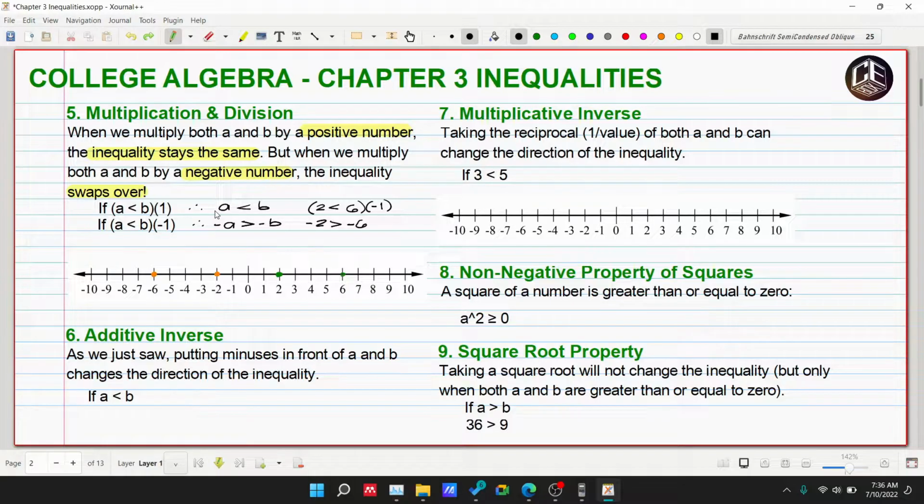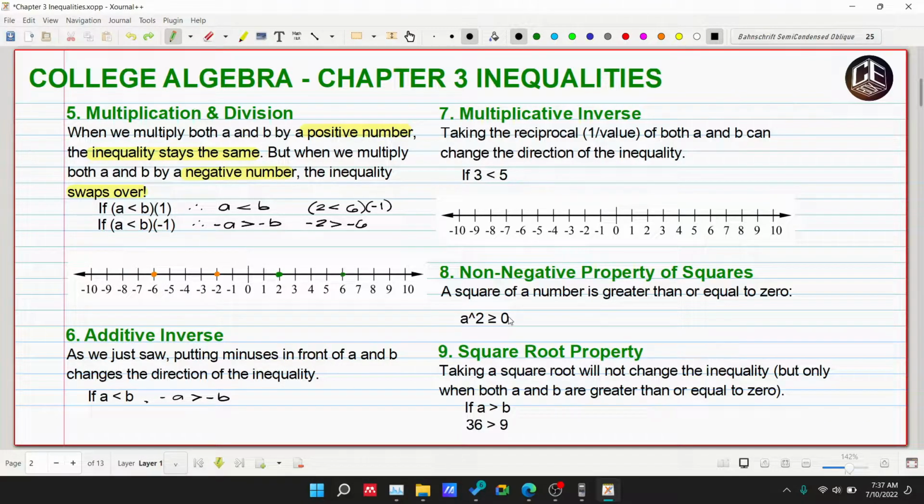Number 6, additive inverse. As we just saw, putting minuses in front of A and B changes the direction of the inequality. So, actually, parehas lang to sa multiplication property ng ating inequalities. Pag naglagay tayo ng minus in front of A, so parang naging negative na rin, di ba? So, ito magiging minus A and minus B. So, ito bago. Mag-swaps yung ating inequality or magbabago yung direction. Kaya nitong ginawa natin sa multiplication and division property.